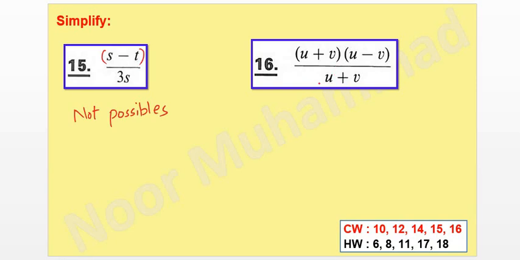Here if you put this one in a bracket, we have u plus v, this is the first factor by the way, u plus v, and u minus v, the second bracket is the second factor. So we have two factors, and then the denominator, if I put it in a bracket, it will also become a factor. So these two can be cancelled with each other, so finally the answer will be u minus v.